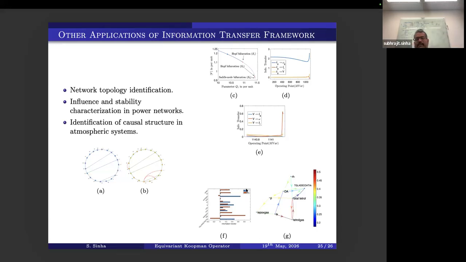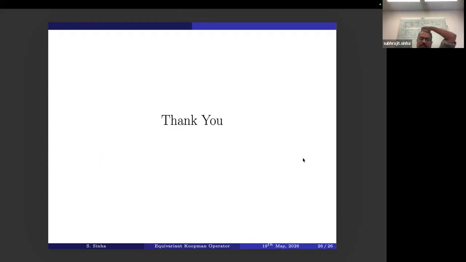There we looked at the chemical kinetics. We had those differential equations, and then we had the dynamical system. From there, we had the data, and we computed this information flow. And this is the causal structure that we identified, which matches with the chemistry of the system. So these are some of the applications that this information flow has. Thank you.